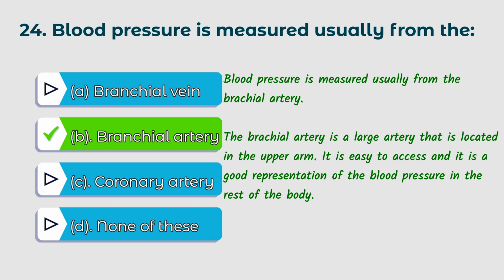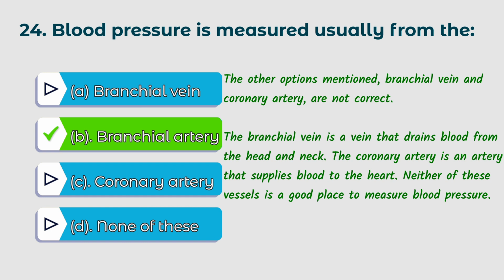The brachial artery is a large artery that is located in the upper arm. It is easy to access and it is a good representation of the blood pressure in the rest of the body. The other options mentioned, brachial vein and coronary artery, are not correct. The brachial vein is a vein that drains blood from the arm. The coronary artery is an artery that supplies blood to the heart. Neither of these vessels is a good place to measure blood pressure.